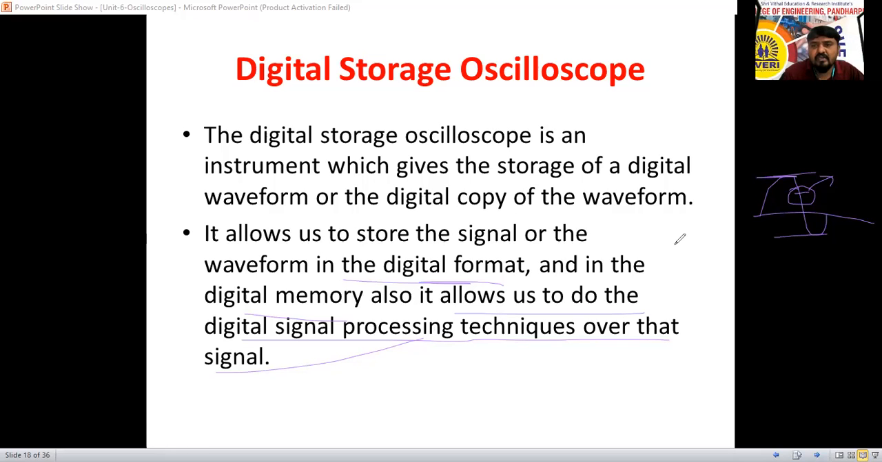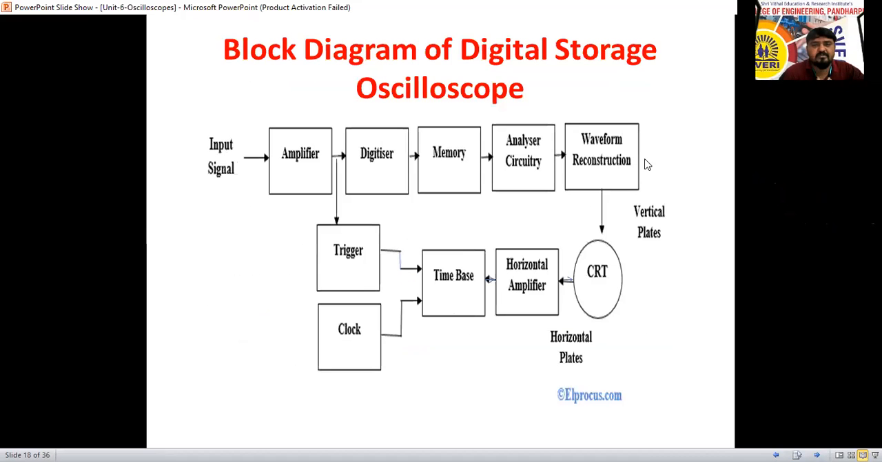Next we'll go for the block diagram. This is the block diagram of the digital storage oscilloscope. Here also we are going to use the CRT, the cathode ray tube, but whatever signals we put on the vertical plates and horizontal plates, we have to convert and amplify, and then give that.